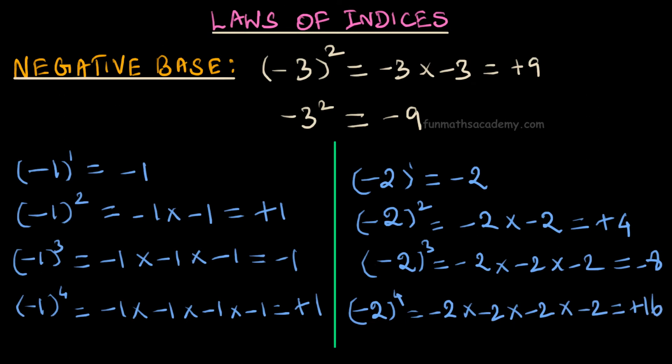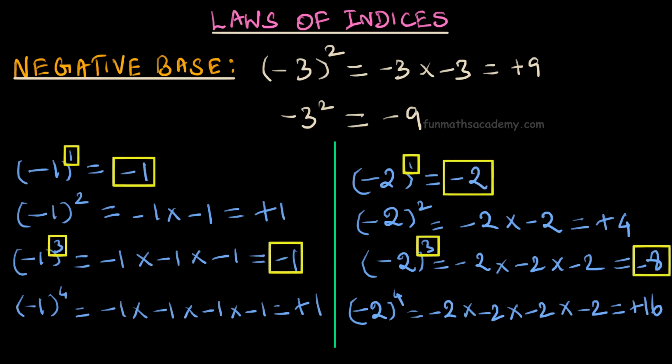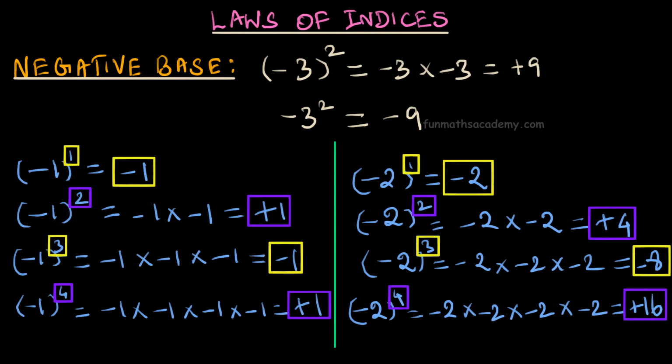I'm not sure whether you noticed, but you can see that when the base number is negative, odd powers of negative numbers will give you a negative number as an answer, and even powers of negative numbers will give you a positive number as an answer.